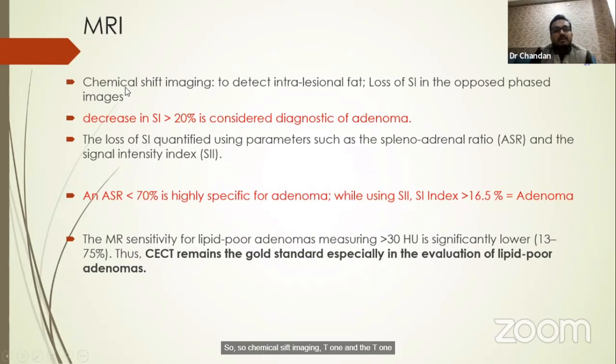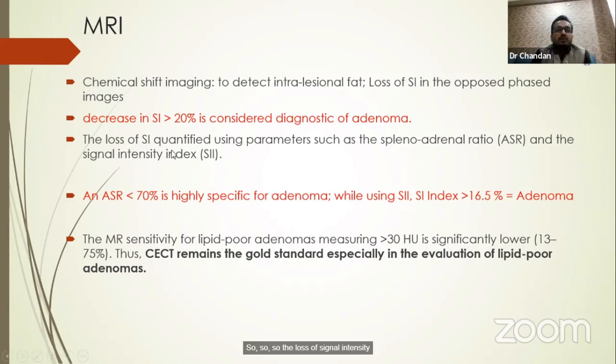So chemical shift imaging, T1 in-phase and out-of-phase, is used to detect intralesional fat in the microscopic type of fat. If you want to diagnose the microscopic fat of the lesion, then the T2 fat-suppressed sequence is not the most appropriate. The loss of signal in the opposed-phase images detects intralesional microscopic fat, and a decrease in the signal intensity greater than 20% is considered diagnostic of an adenoma.